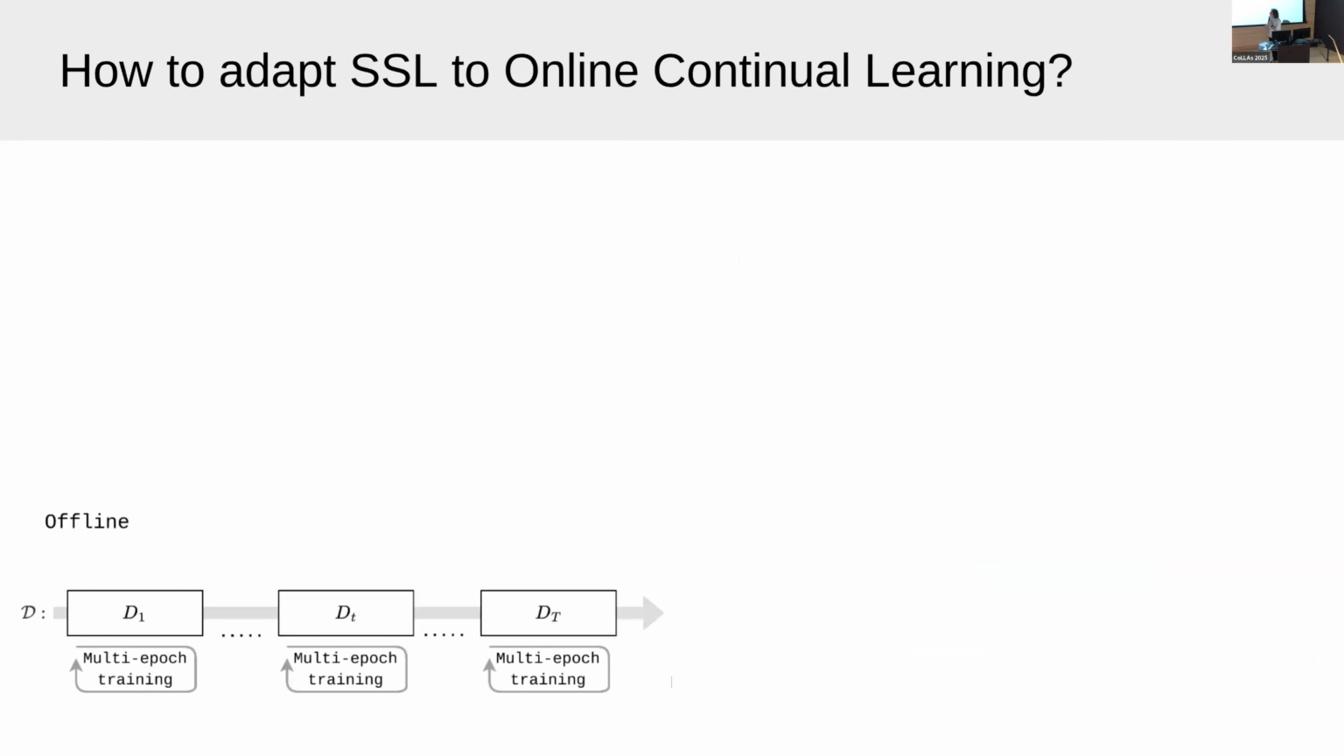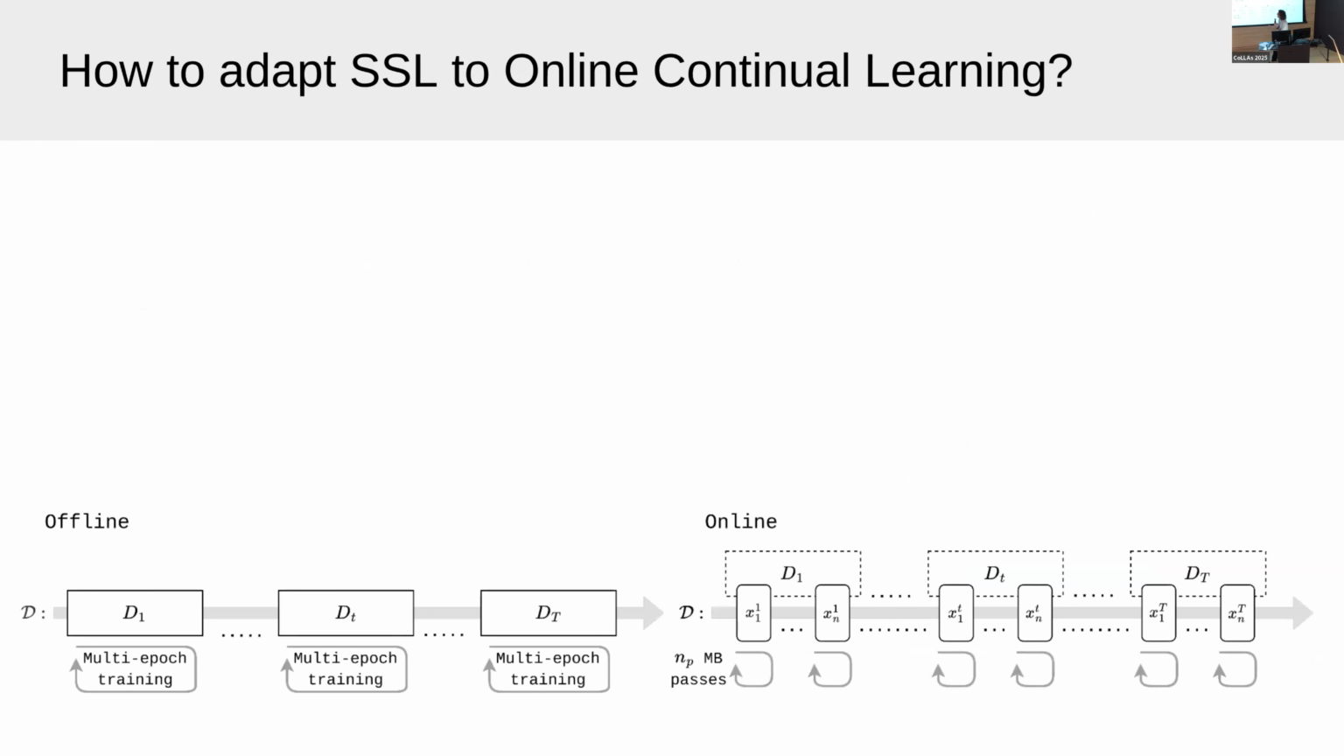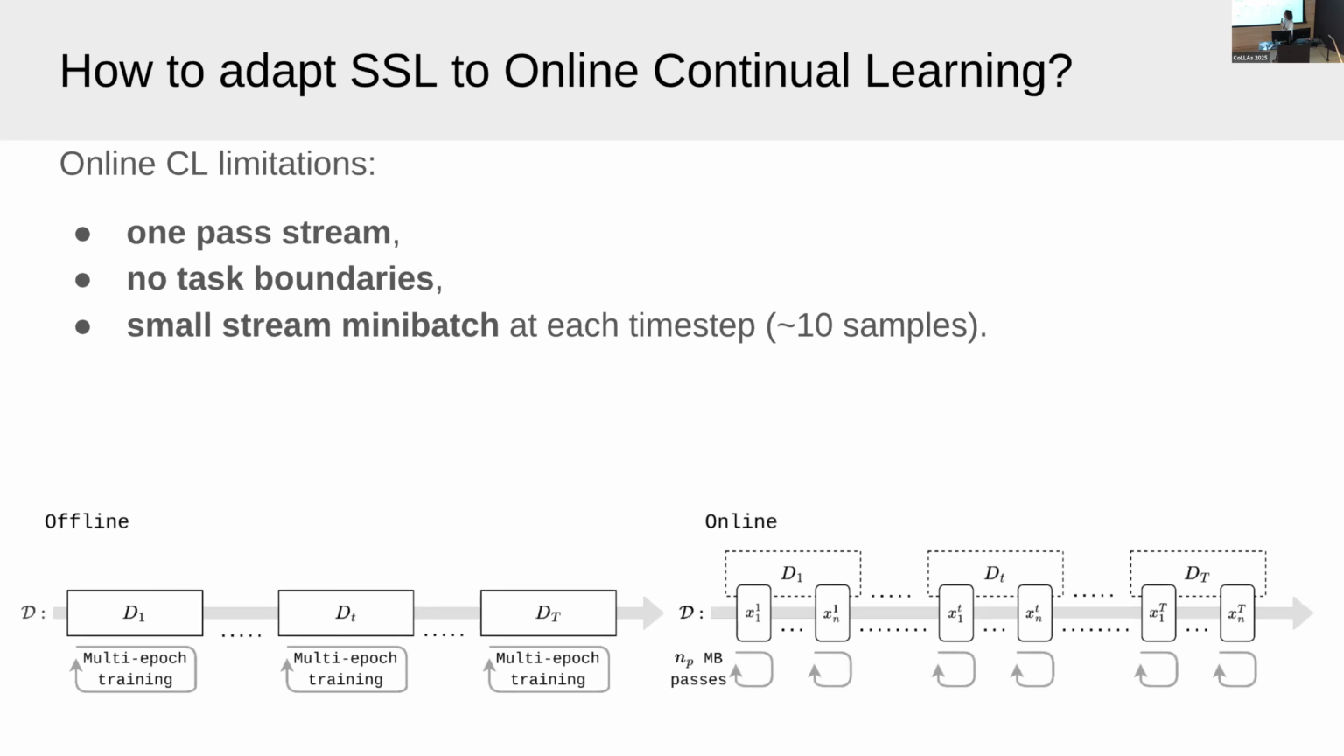So we start from the conventional multitask, multi-epoch continual learning scenario, and we want to move to an online scenario where you have a one-pass stream, and data comes in the form of very small mini-batches of maybe size 10. More importantly, there are no task boundaries available. They are not explicit to the model.